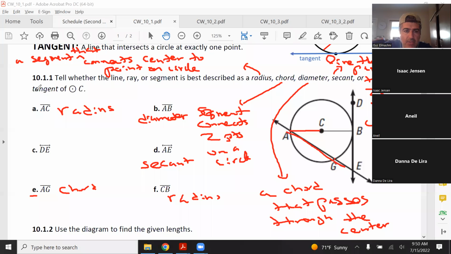And then finally, a tangent. That's another line. It kind of just grazes the circle, just touches the circle once. So DE is going to be a tangent.